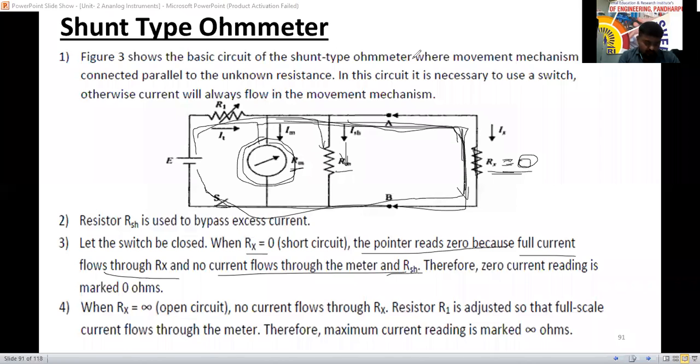Roll number 4, roll number 20. Already joined. Okay.